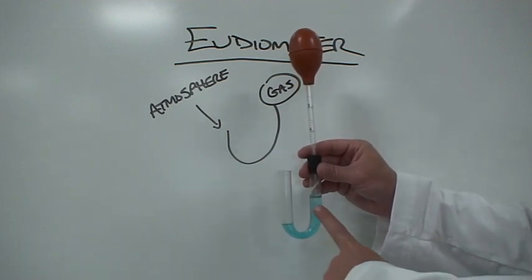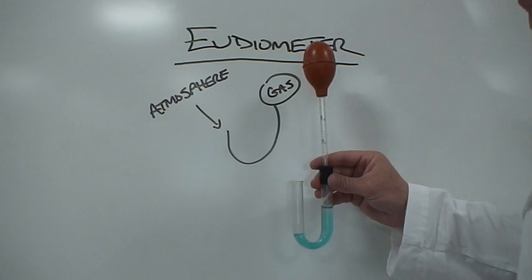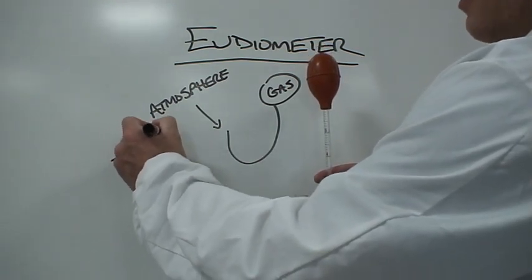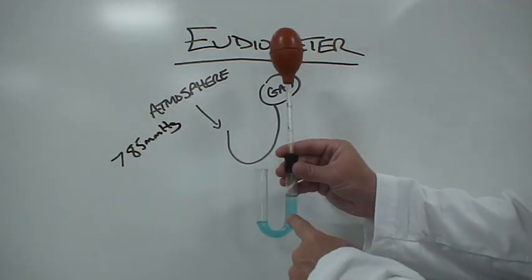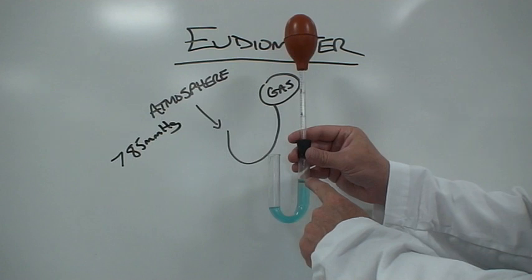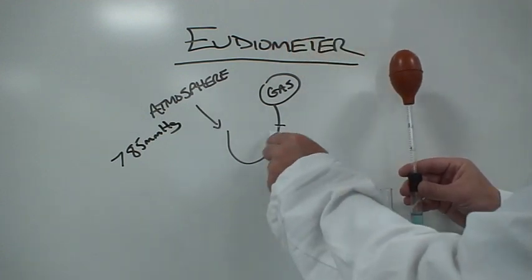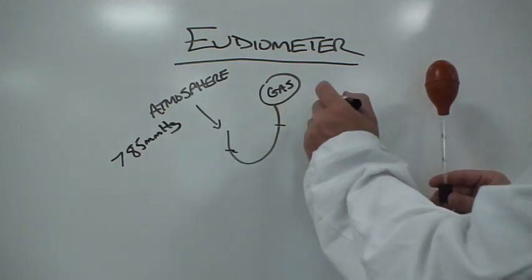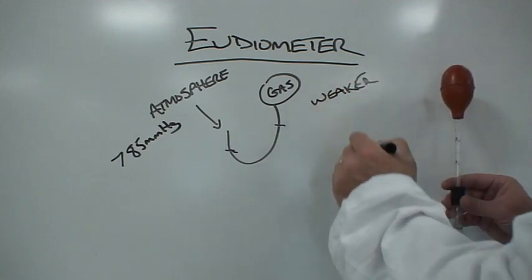Well, what do you think? Look at this. If I know the atmospheric pressure by looking it up, and let's say that pressure right now is, I don't know, 785 millimeters of mercury. Okay, I just looked that up. Well, I could say from this scenario, since the water level on the inside of the tube is higher than the outside, what does that mean for the gas? It means that the gas would be weaker.